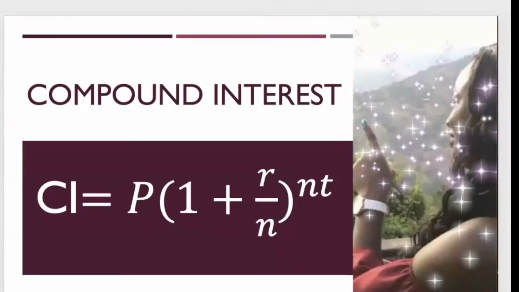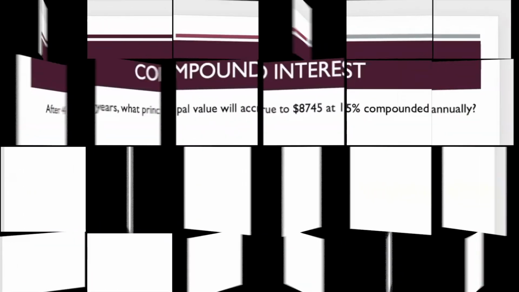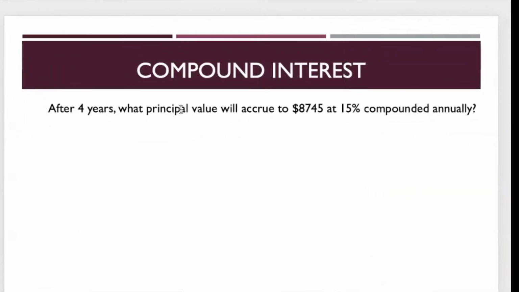Welcome back, guys. Today I'll be continuing compound interest. Let's get started. After 4 years, what principal value will accumulate to $8,745 at 15% compounded annually?